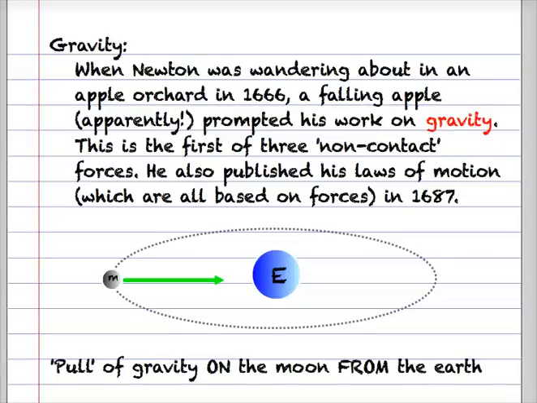Gravity. When Newton was wandering about in an apple orchard in 1666, apparently a falling apple prompted him to work on his theories of gravity. And this is the first of three non-contact forces. Non-contact because, unlike shoving somebody to get them to move, an apple will fall to the ground without even touching the ground. It's attracted to the ground, but it doesn't have to touch it. This diagram here shows the Earth and the Moon, and this green arrow represents the force on the Moon from the Earth. And as a result of that force, the Moon stays in orbit around the Earth.